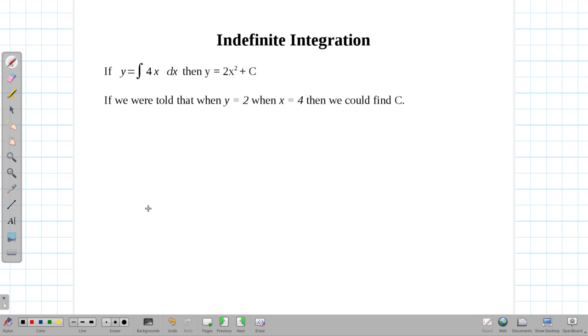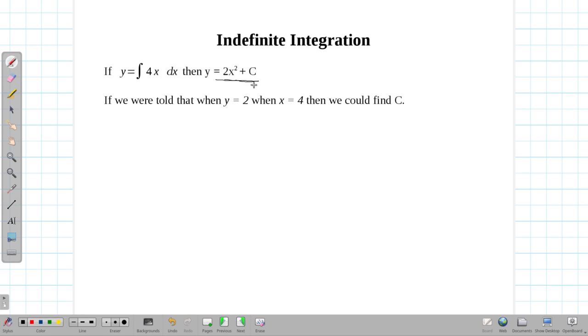So if we take a look at this one, this one actually gives us the answer. y equals the integration of 4x dx, then y will equal 2x squared plus c. Now we call this an indefinite integration. It's where we haven't got limits on our integration because the answer is indefinite. Okay, because we don't know what c is.